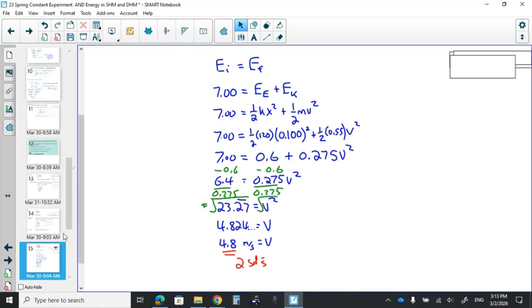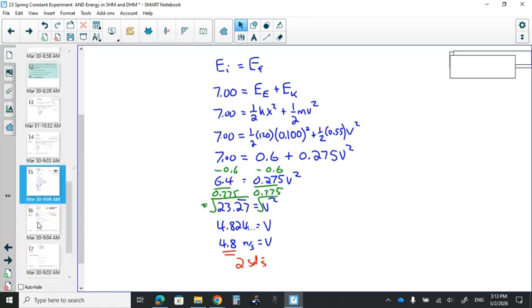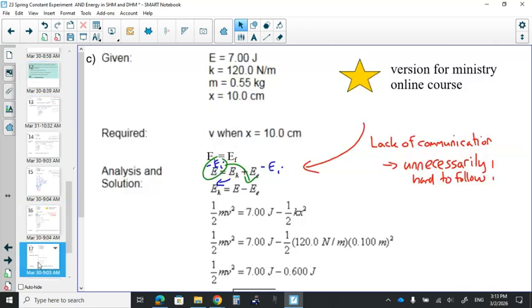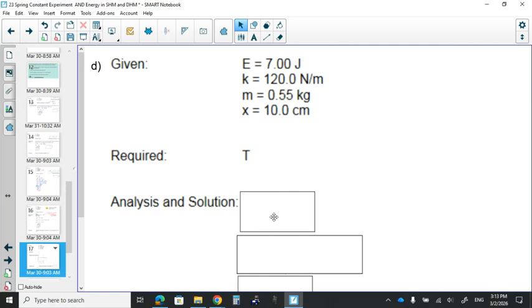So there's those 2 significant digits that are the minimum of what we started with. And finally, what would the period of this be? That's when you're like, okay, hopefully I remember learning about this. I'm going to go look up that formula and plug numbers in, right? So the period of a spring mass system is this formula.